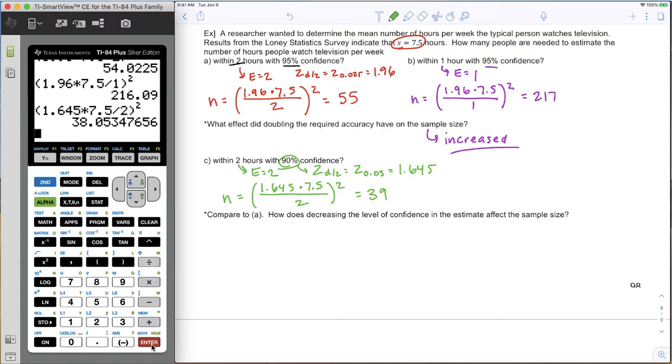So we're being asked to compare that to part A. How does decreasing the level of confidence in the estimate affect the sample size? Well, from part A to part C, we were asked to find the sample size for a lower level of confidence. Notice that that lowered the sample size required, which makes sense. It's less accuracy, so you can get a smaller sample. So we can say the sample size decreased.